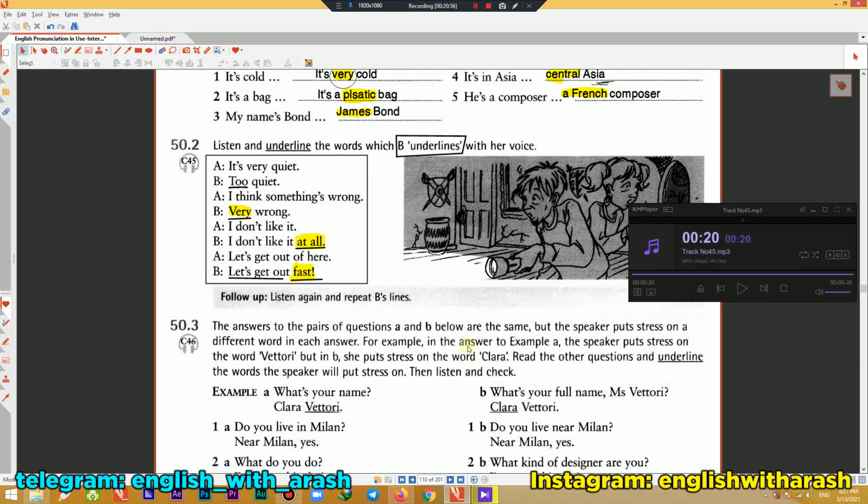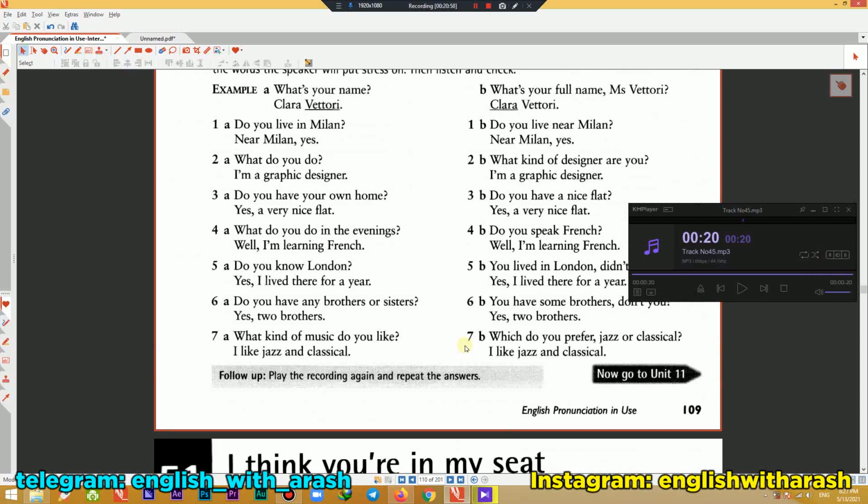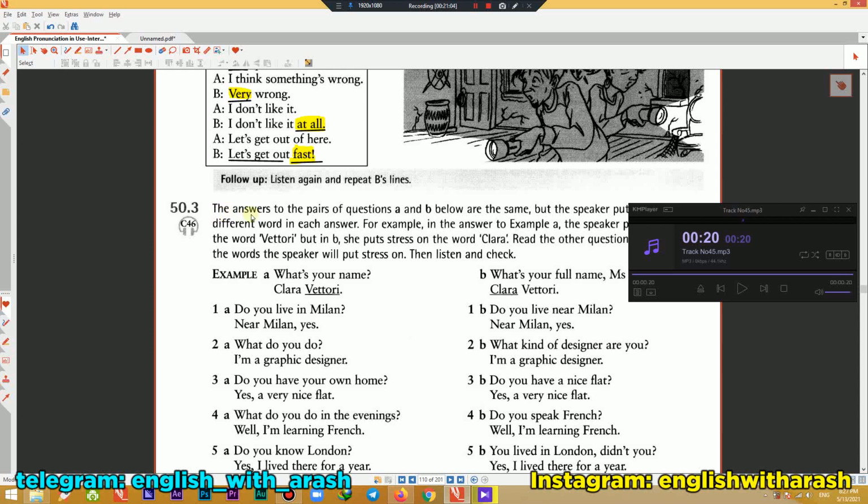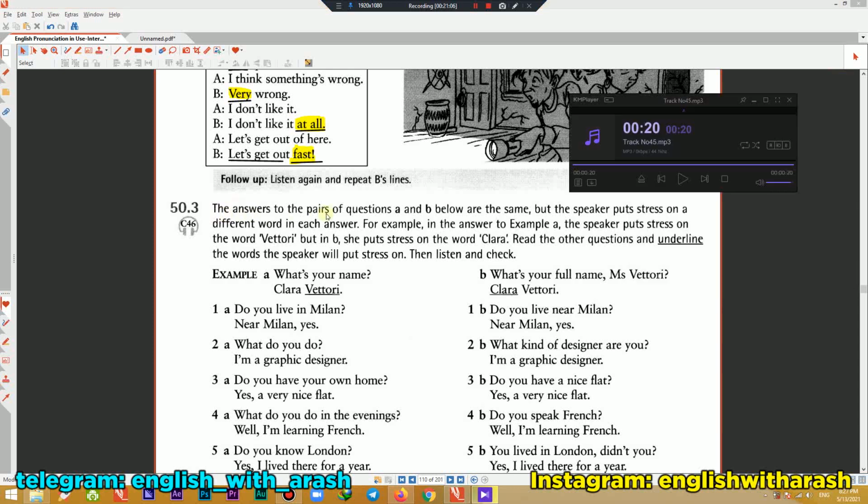Yeah, good. So we get to the last exercise and then we'll finish this lesson. Listen and let me read. Oh my god, it's pretty long. The answers to the pairs of questions A and B below are the same, but the speaker puts stress on a different word in each answer. For example, in the answer to example A, the speaker puts stress on the word Vittori, but in B, she puts stress on the word Clara. Read the other question and underline the word the speaker will put stress on. Then listen again and check.